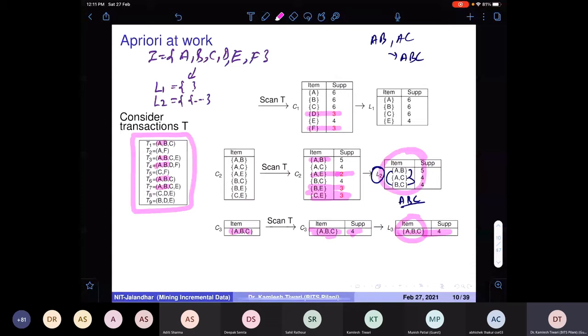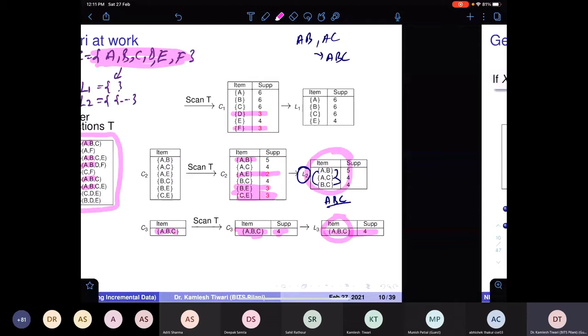And using ABC, I cannot make anything of greater size. So no frequent item set is going to be introduced further over here. Make sense? All right. So who are the frequent item sets? A, B, C, E, AB, AC, BC, ABC.